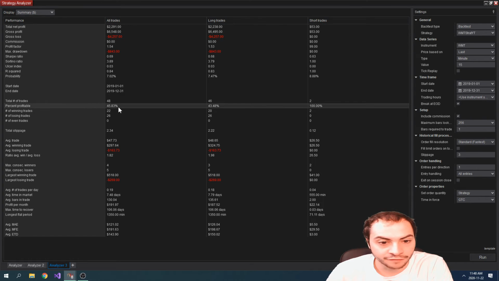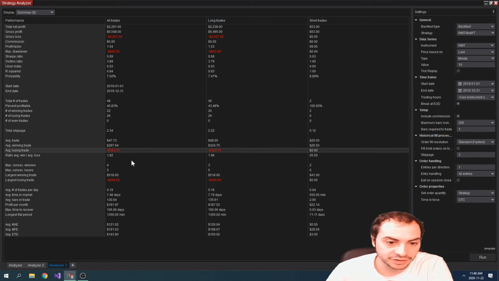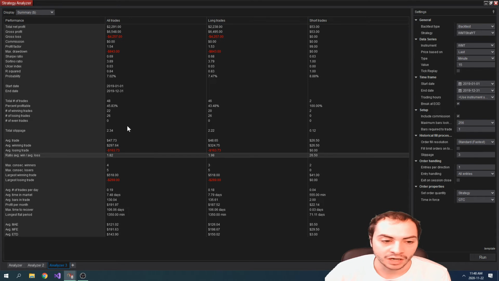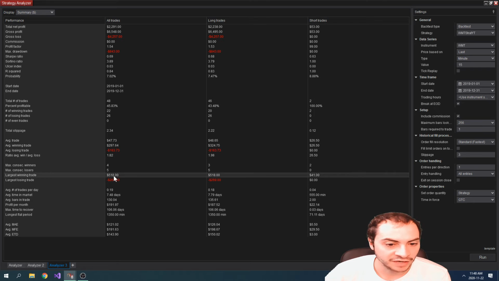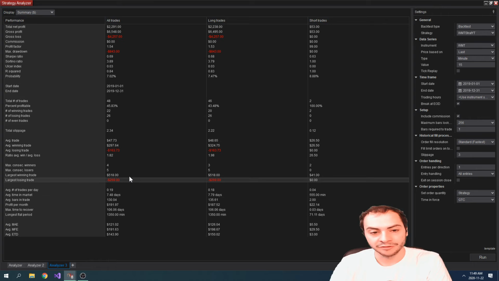You have a 45% win rate, and your average winning trade is $297 in profit. Your average losing trade is $163 in losses. Overall, on average, you can expect to make $47 of profit per trade, and you have a 1.82 win to loss ratio. So it's not terrible. Largest winning trade was $518 in profit, and the largest losing trade was $269. So the winners are bigger than the losers.